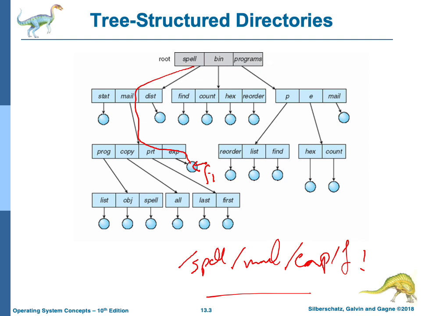But we can also define a relative path name, which is relative really to the current directory. So if we consider we are already in this directory, if this is our current directory, then if we just say exp slash F1, then this is a relative path to the same file, to F1.